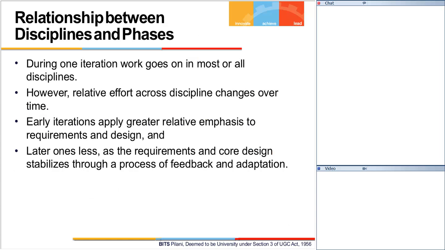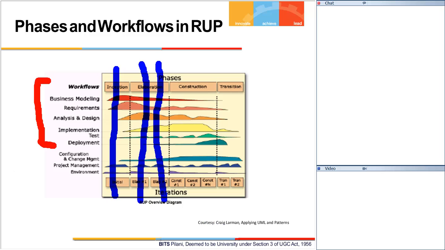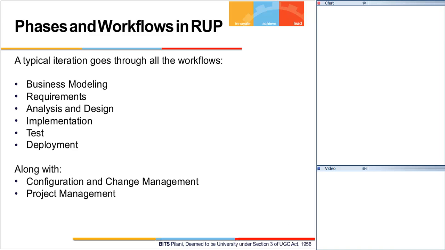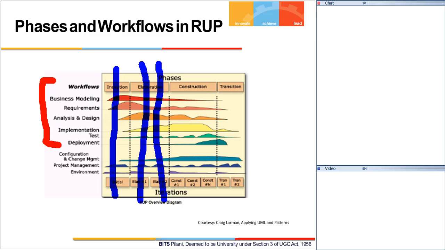Okay, so there are disciplines as well as phases. Your disciplines are on the left hand side, right? So these are my disciplines on the left hand side, and these are my phases, right? Now I'll give you a relationship between the disciplines and the phases. Now what's happening? During one iteration, work goes on in most or all of the disciplines, right? So we'll go back and see. In every phase, or in one phase, work goes on in each and every discipline, right? It is only the amount of work that is different.